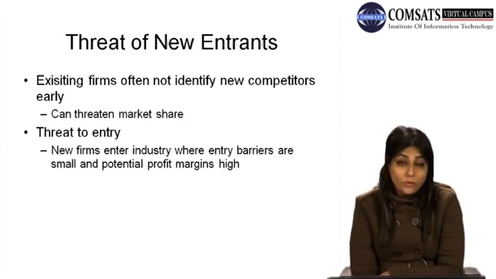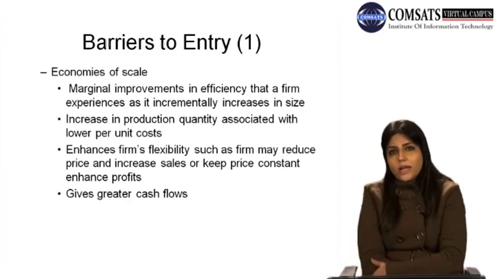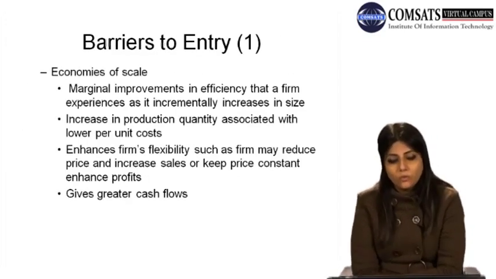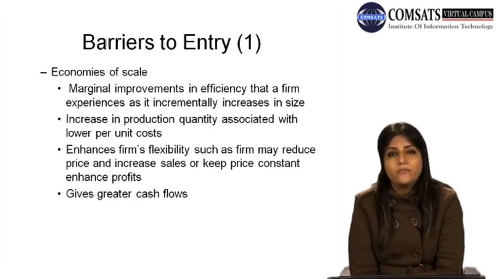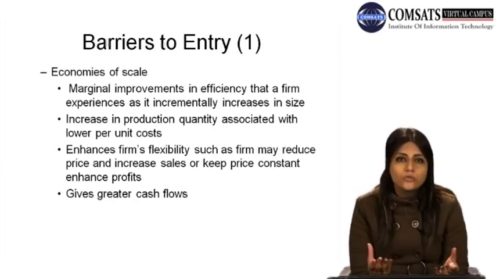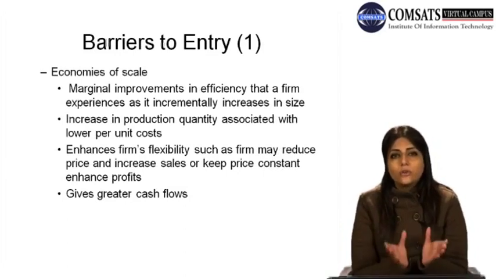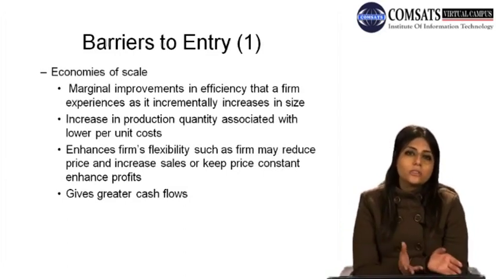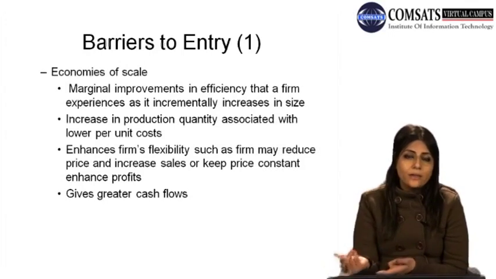New firms generally enter industries where the barriers are low, because it is easier for them. So let's see what the entry barriers can be. Economies of scale can be a very big entry barrier. Economies of scale is when you're producing in really large amounts, and as a result your output is very high and your fixed cost per unit declines, right?